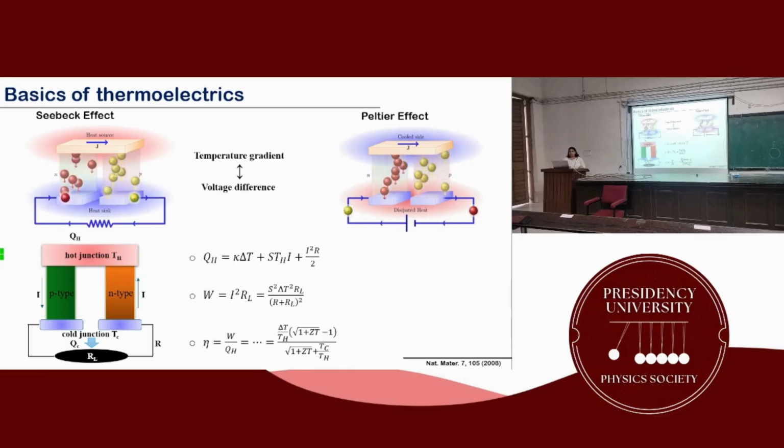Now, this figure is basically a thermoelectric generator device where we have a hot junction and a cold junction, with a temperature gradient from the hot to the cold side. A current or a voltage will be generated due to that, obeying the Seebeck effect principle, and then we will have this current.